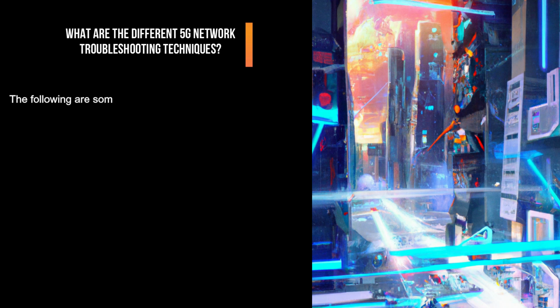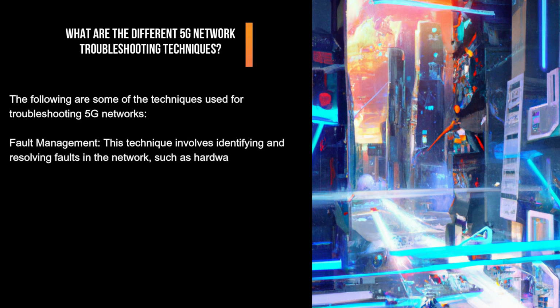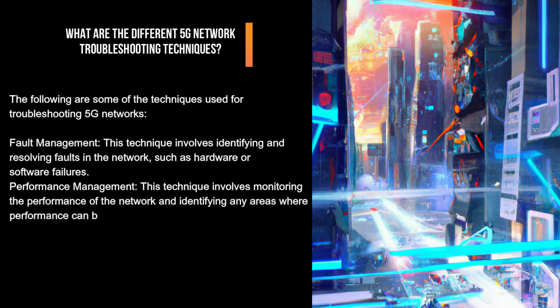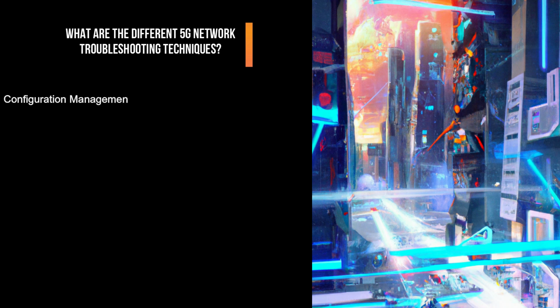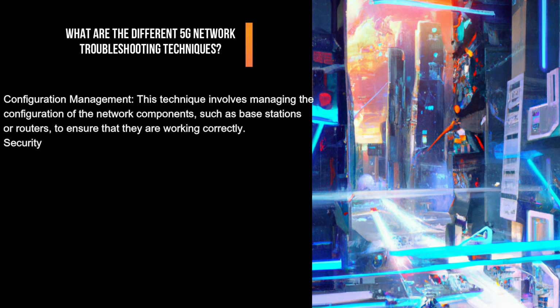The following are some of the techniques used for troubleshooting 5G networks. Fault management. This technique involves identifying and resolving faults in the network, such as hardware or software failures. Performance management. This technique involves monitoring the performance of the network and identifying any areas where performance can be improved. Configuration management. This technique involves managing the configuration of the network components, such as base stations or routers, to ensure that they are working correctly.